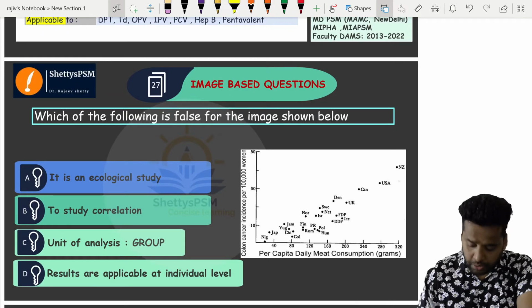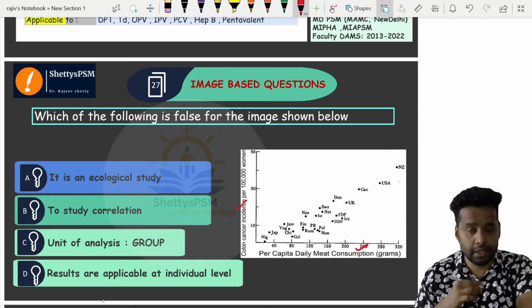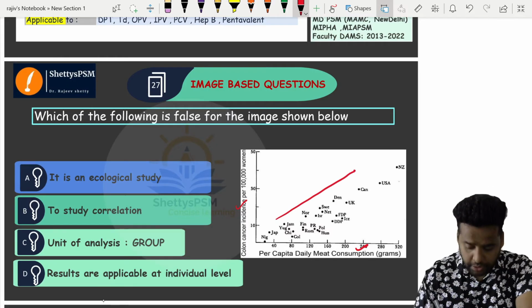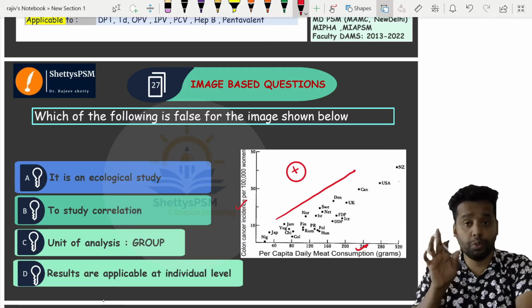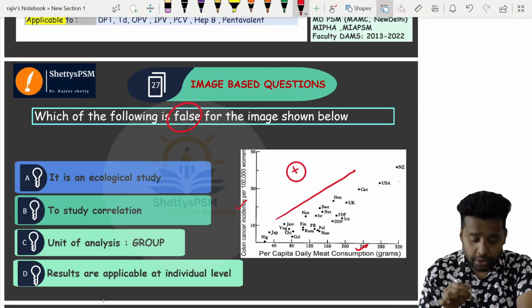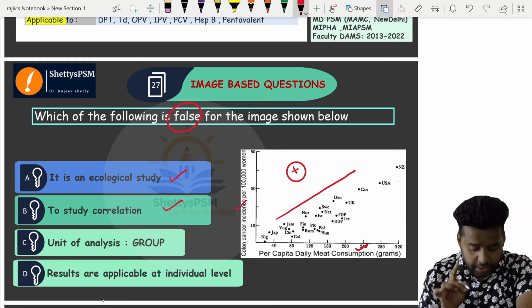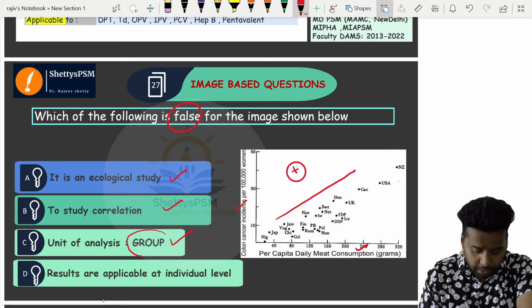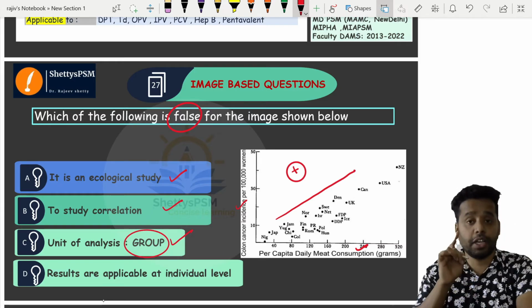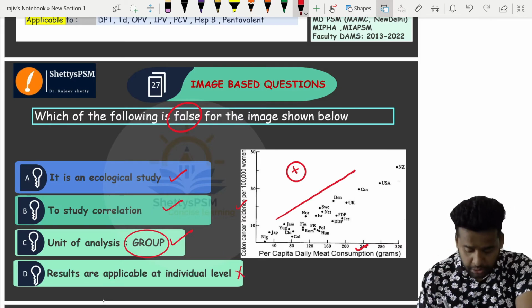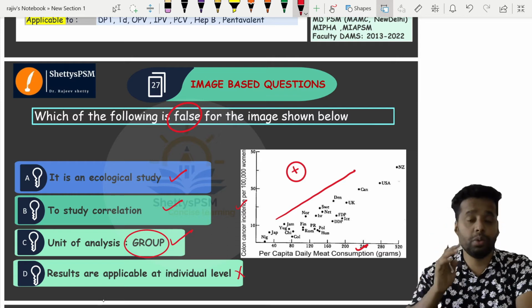So see the correlation what they are showing: per capita meat consumption and colon cancer. So what they are showing is correlation. The correlation you are seeing is a positive correlation at a group level. Which of the following is false? The study is an ecological study, correct. Study correlation, correct. Unit of analysis, group level, correct. Results are applicable at individual level? No. The results can be applicable only at group level.